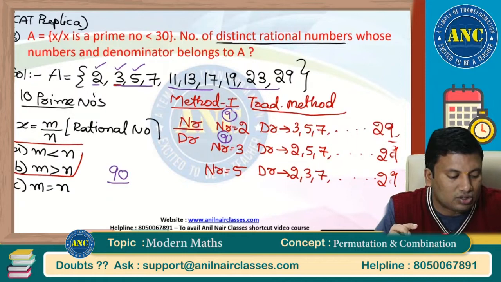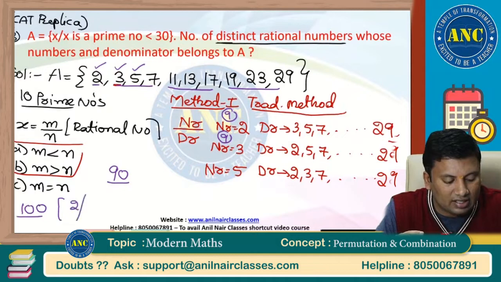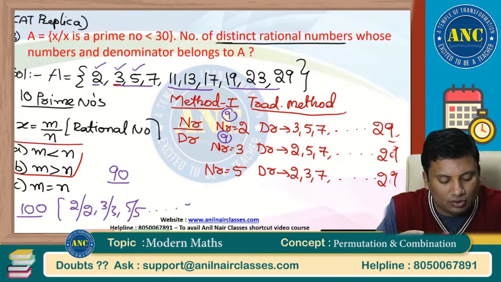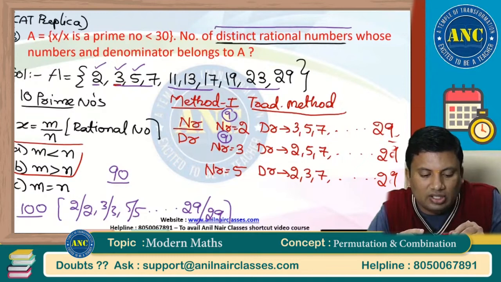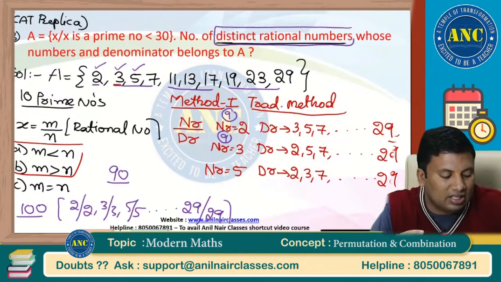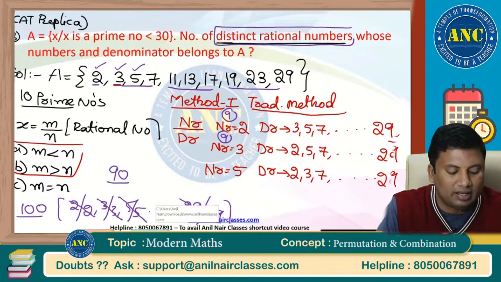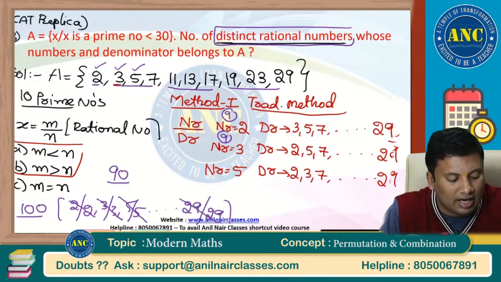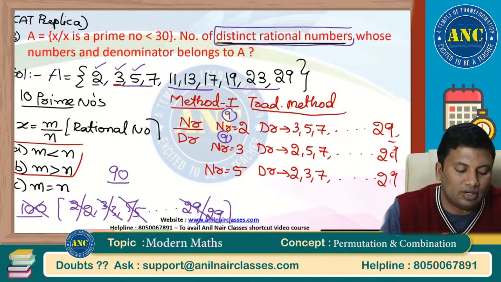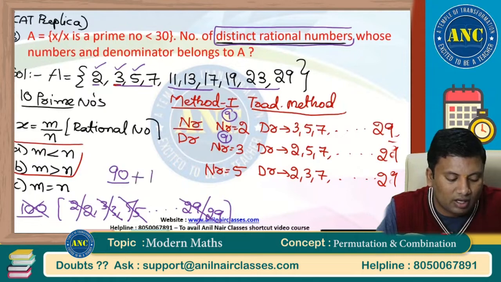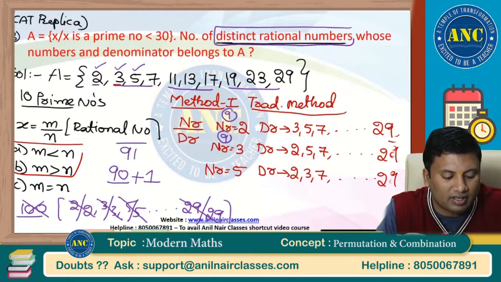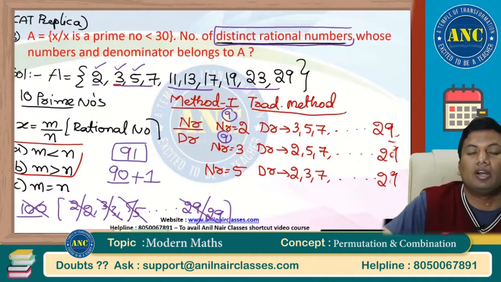This is where the students will tick mark the answer as 100. Why? Because they will take the cases as 2 by 2, 3 by 3, 5 by 5 and so on up to 29 by 29. Again read the question. The question is distinct rational numbers. 2 by 2 is 1, 3 by 3 is 1, 5 by 5 is 1, 29 by 29 is 1. Please don't add all these 10 values. All these values will result in 1. So 90 plus 1. The answer for this question is 91, not 100.